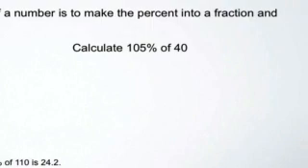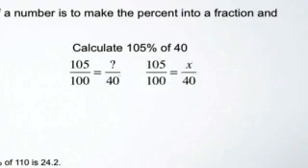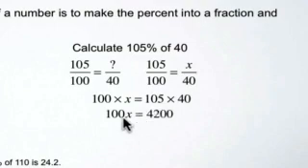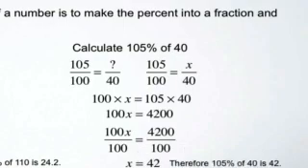Another example, calculate 105% of 40. So 105 is a percentage. So 105 over 100 is some number over 40. I use x as the variable to hold the place for what I'm looking for. So 105 over 100 is x over 40. I cross multiply 100 times x, 105 times 40. So 100x equals 4,200. I'm trying to isolate x in this equation, so I'm going to divide both sides by 100. And when I do that, I get x is equal to 42. So therefore, 105% of 40 is 42.